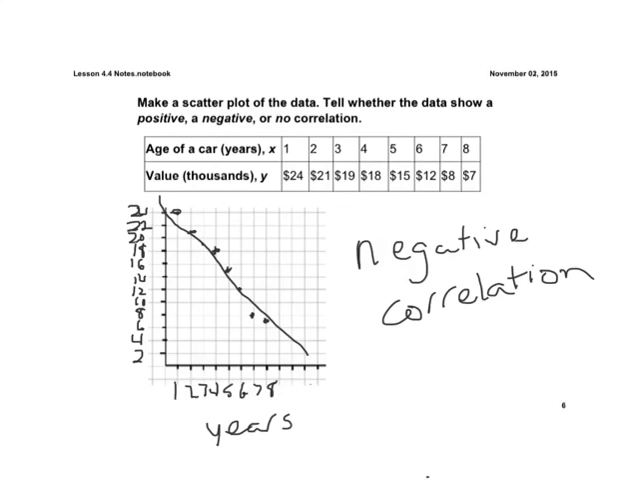Negative correlation, downhill from left to right. As the years increase, the value of the car is obviously going to decrease. That's our negative correlation.